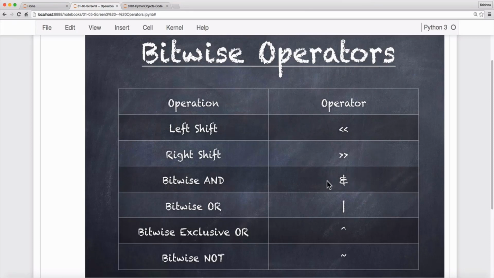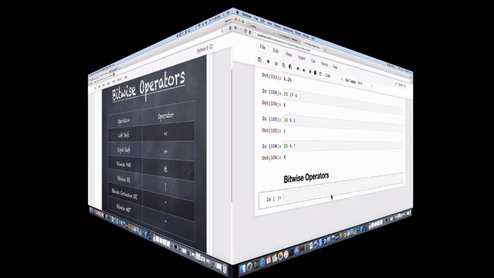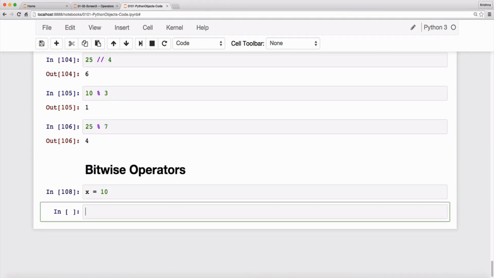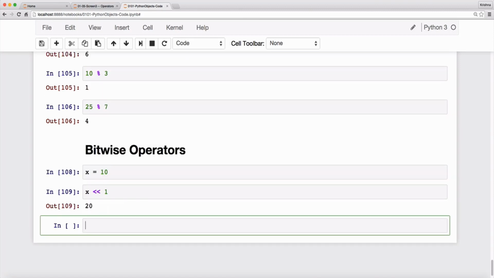And actually in real world programming we hardly use bitwise operators, but I'll just show a few examples with left shift and right shift. Let us say we have x equal to 10, and if you shift x left by 1, we can write x << 1, and you get 20.